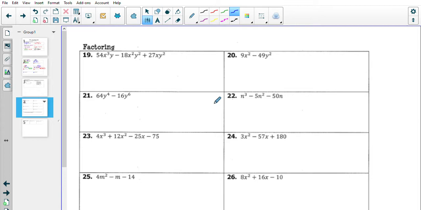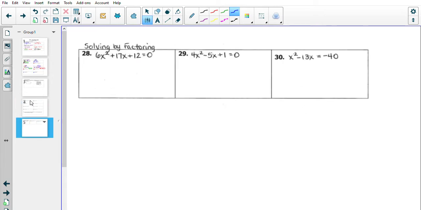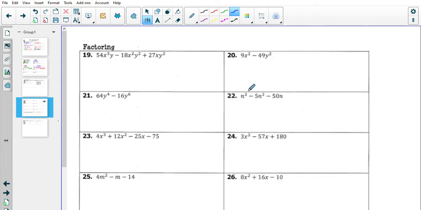Let's look at part 2 of our study guide. And this one is going to focus all on our factoring and on our solving by factoring. Now remember, with factoring, we have 5 things to look at. The first, always, we want to look for a GCF. No matter what, we need to look for a GCF. Then we look at the number of terms, and the number of terms is going to tell us which method we can do.